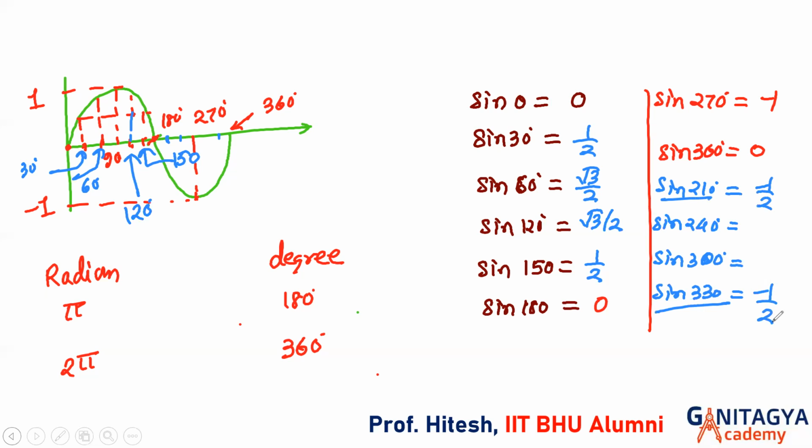Tell me if anything is wrong. Then 240 and 300 both will be minus root 3 by 2. This curve you should always remember. Write this much. Everything is very clear to you. Let me repeat it. First write it down, then let me repeat it.